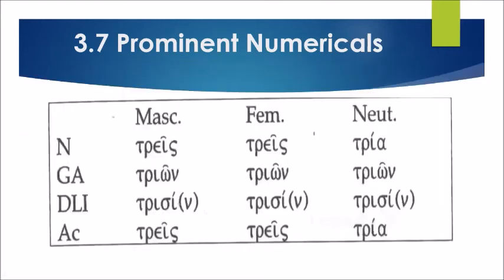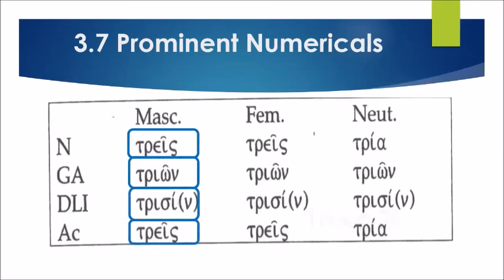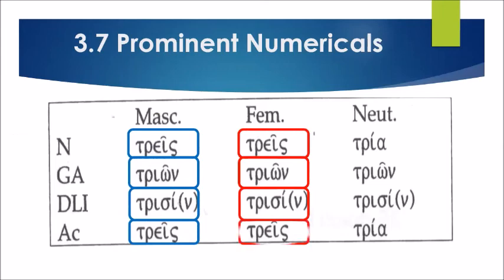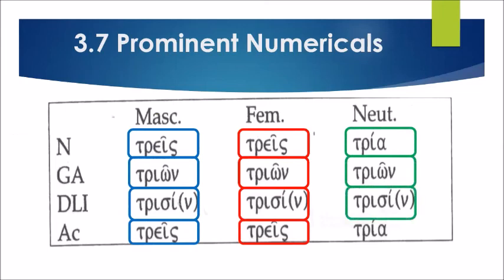Let's take a look at treis. The nominative masculine: treis, triōn, trisin, treis. Feminine: treis, triōn, trisin, treis. And the neuter: tria, triōn, trisin, tria. As you can see, the genitive, ablative, and the dative are the same in all three genders. And of course, masculine and feminine are exactly alike. And the only difference is that of the neuter.